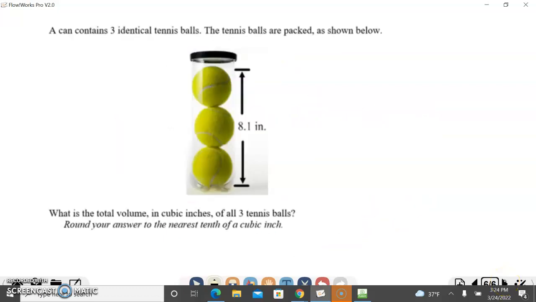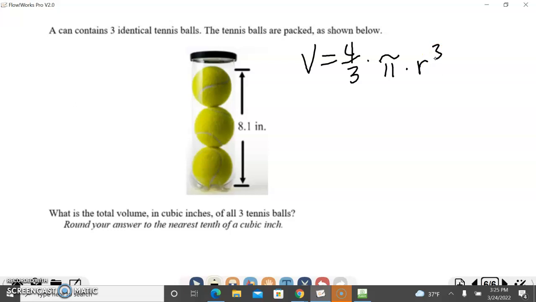Okay, now in this one, it wants us to know what is the volume of all 3 tennis balls. So it says we have a can of 3 identical tennis balls. The tennis balls are packed in there. So it looks like we have the height of 3 of them there. And it wants to know what is the total volume in cubic inches of all 3 tennis balls. So now we know that these tennis balls are all going to be exactly the same. And since it's the shape of a ball, we're going to need the volume of a sphere, which would be 4/3 times pi times the radius cubed. So I need to figure out what is the radius of one of these balls.